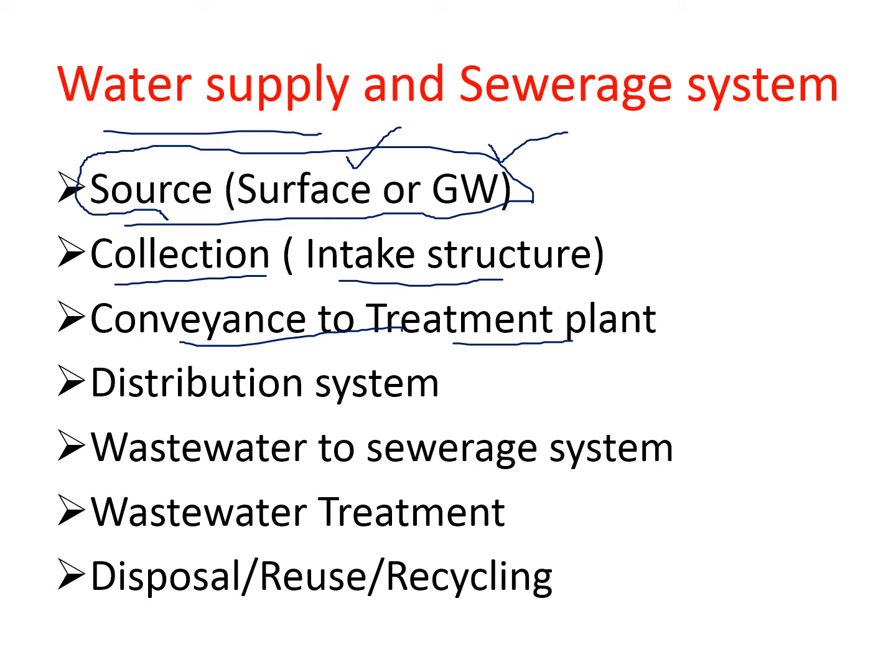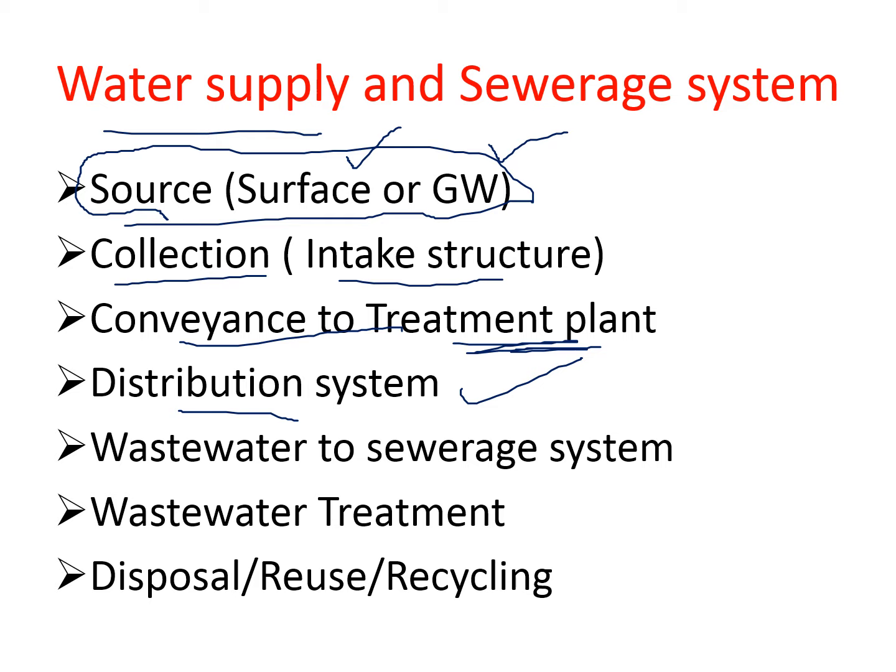Once it has reached the treatment plant, different treatment methods are applied so that this water fulfills the requirement of IS 10500:2012, and that water is then to be distributed. So after complete treatment in the water treatment plant, water is supplied through the water distribution system. This is also one of the topics that is included in detail in your 6th semester.